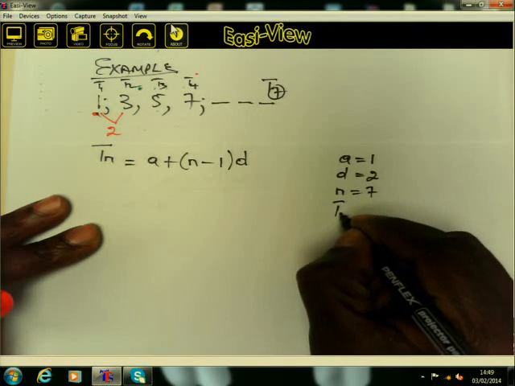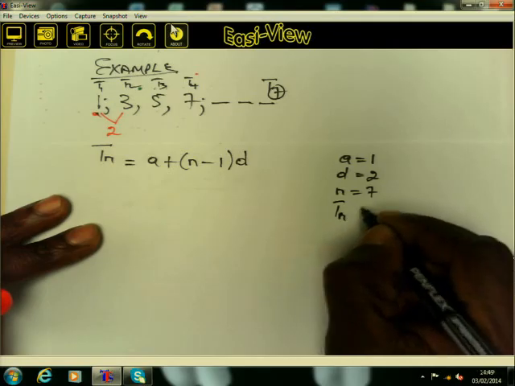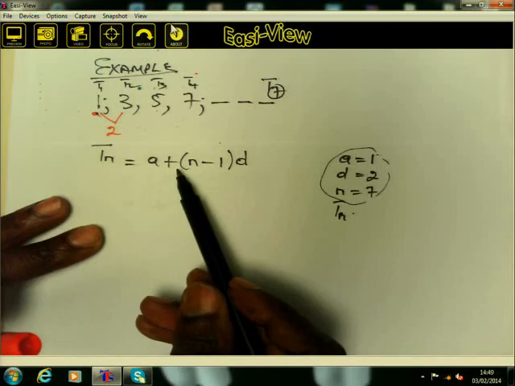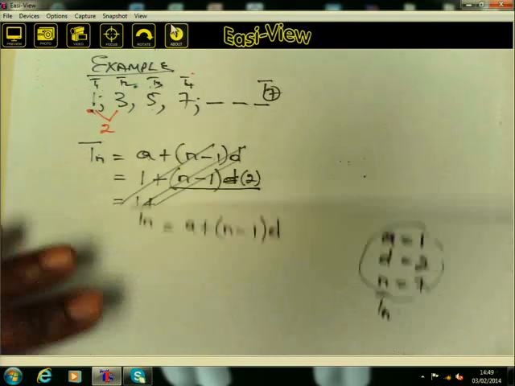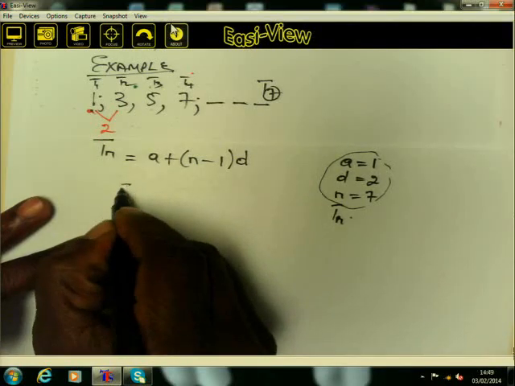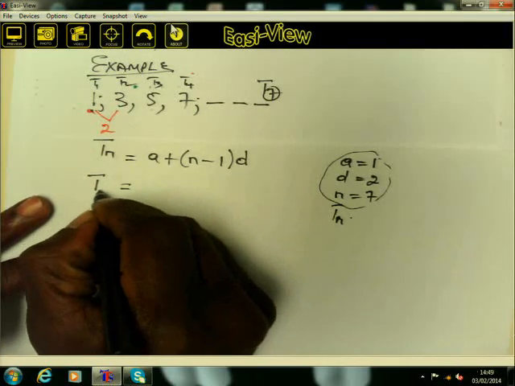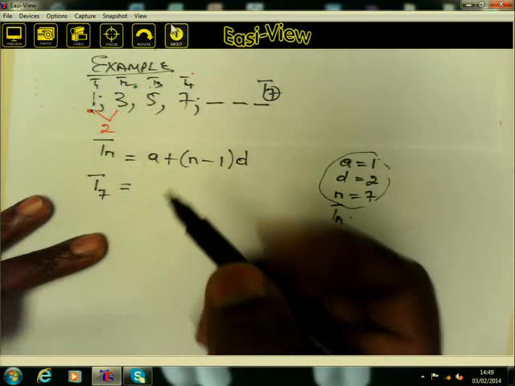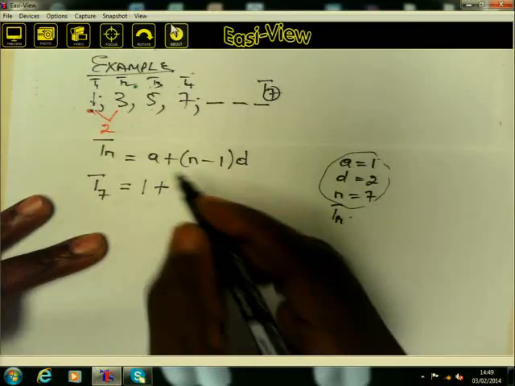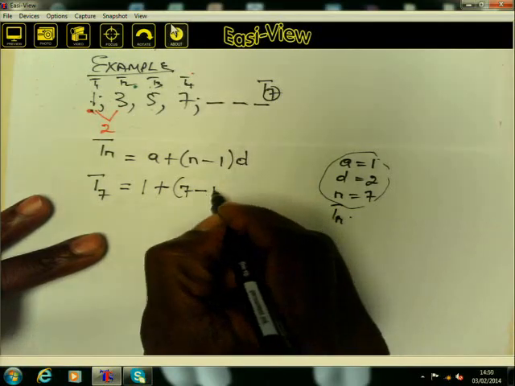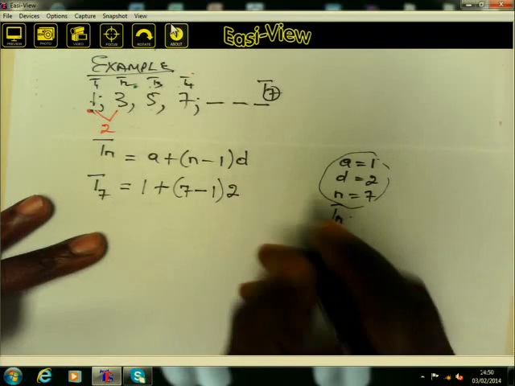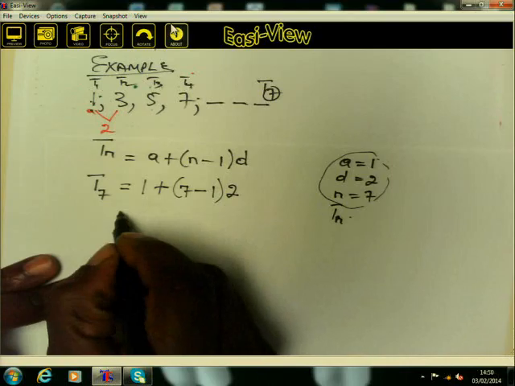I'm looking for Tn, which is T7 this time. So this is going to help us not to repeat the mistake that I've made here. Then when we substitute into that one, we are now looking for T7. We substitute right there. T7 is nothing else but 1, which is a, added to 7 minus 1, multiplied by the common difference, which is 2. That is the common difference. So we work it out there.